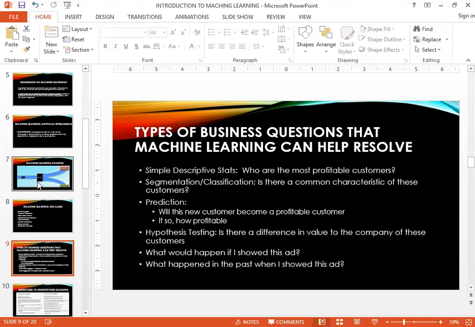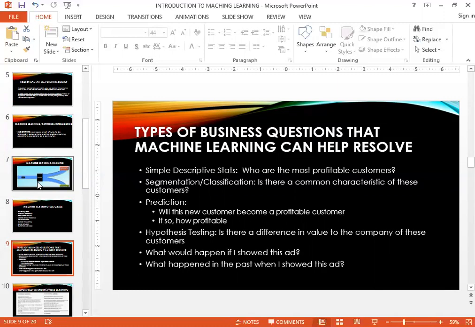Hypothesis testing. Is there a difference? Again, you can ask a question: is there a difference in value to the company of these customers? You have various customers coming into the store. You want to understand who's the more valuable customer for me? And again, you can figure that out through machine learning.